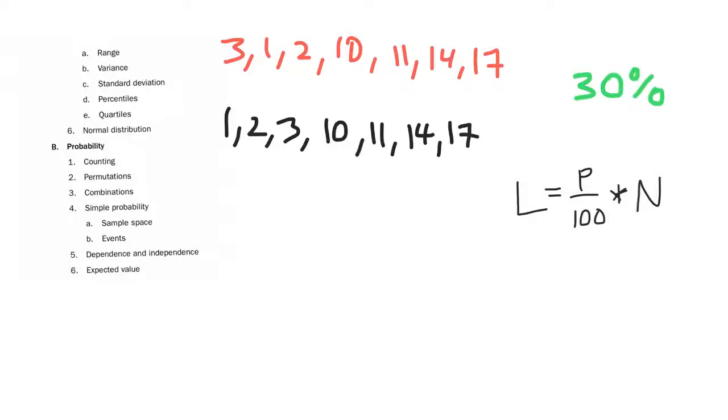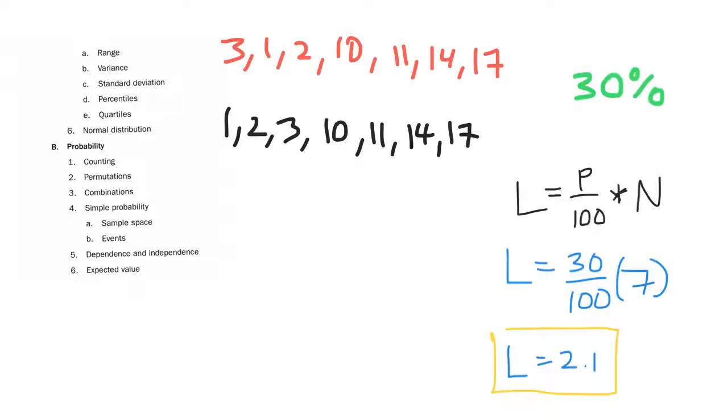And let's do it right now. So we want to find the locator. So that's going to be L equals 30 over 100 times the amount of numbers that you are dealing with. In this case, it's 7 because we have 1, 2, 3, 4, 5, 6, 7. So if I was to plug that into the calculator, I would end up getting 2.1. So L equals 2.1. Now that right there is what is called the locator.